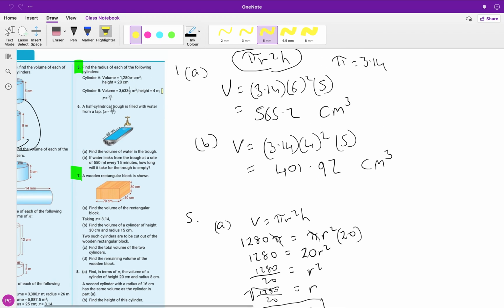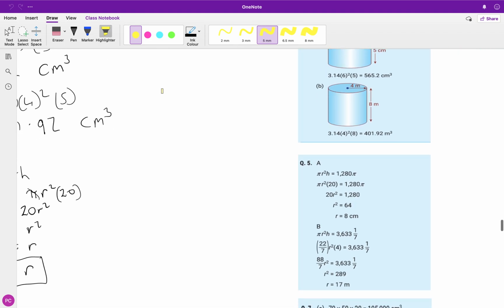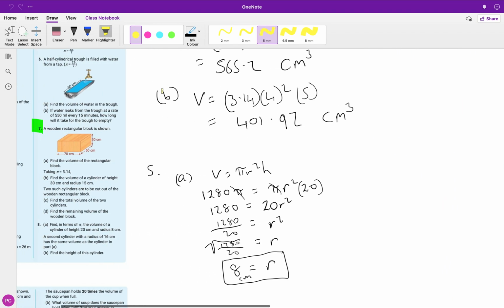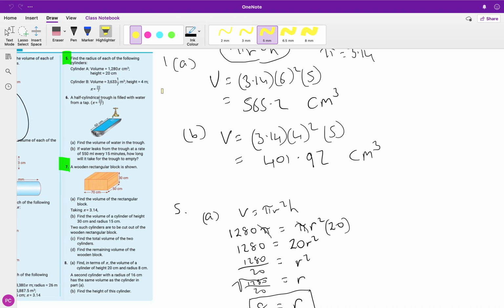Okay, for cylinder B then. What are they giving us here for cylinder B?